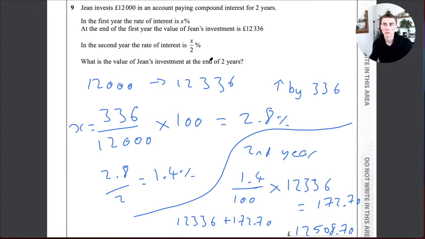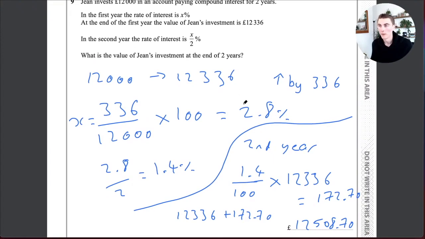So overall there, our first step was to find out what X was, find out what the interest rate was, using the initial amount and how much you had at the end of the first year. Then once we found X, we could find X over 2 to find the second year interest rate, and then we could add that interest onto the second year's amount to get the total. And that's it.